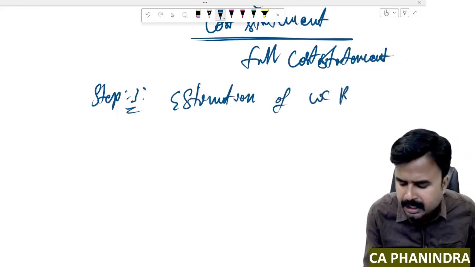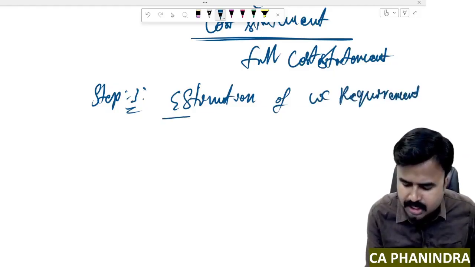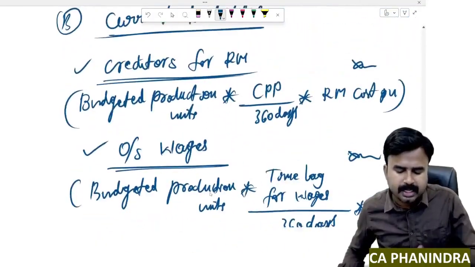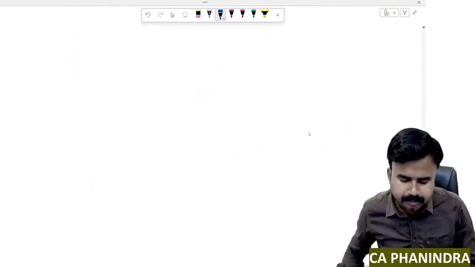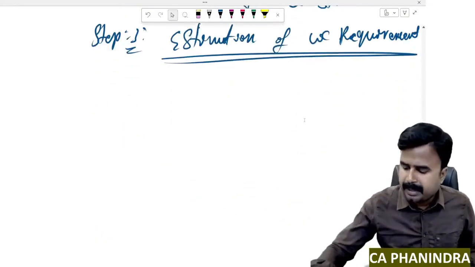This statement should be prepared based on the format that I've given just now. So just now we have discussed this particular working capital statement. The statement can be used in step number 3. With this, the estimation part is completed.